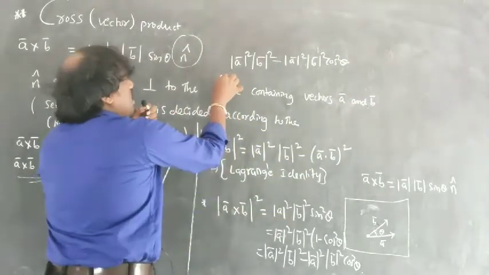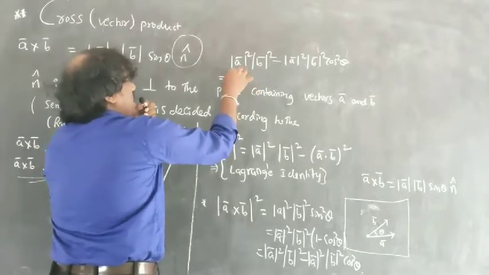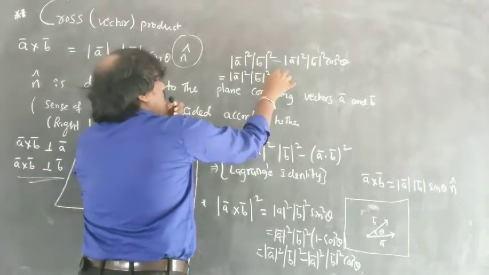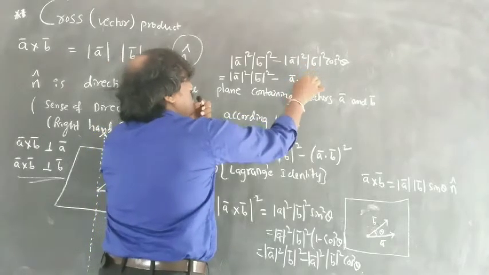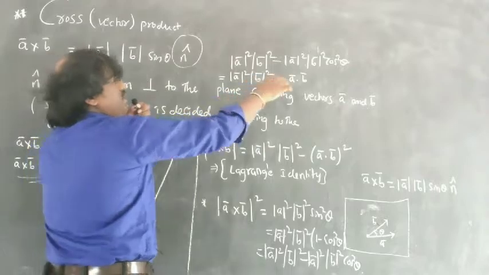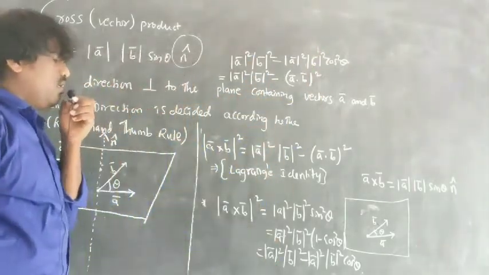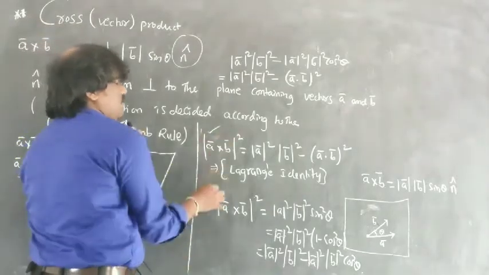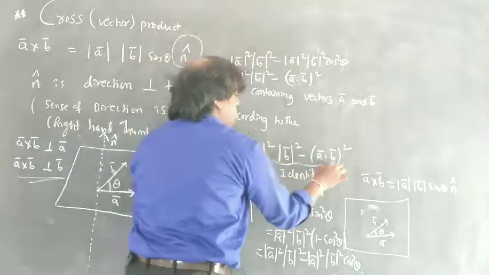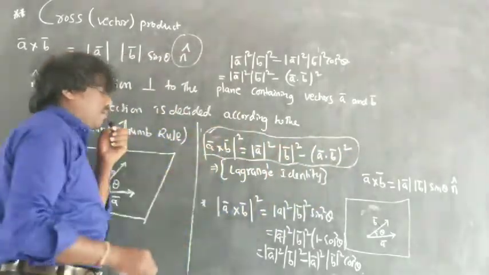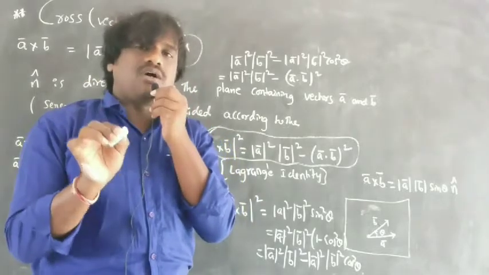It means that mod A square mod B square cos square theta I can write as A vector dot B vector whole square. This is the formula of A vector dot B vector whole square. So that is the reason we proved this one. Lagrange's identity, I just proved it. So you just need to remember this one. Based on this, let us solve one problem. Then we will discuss some properties of the cross product.